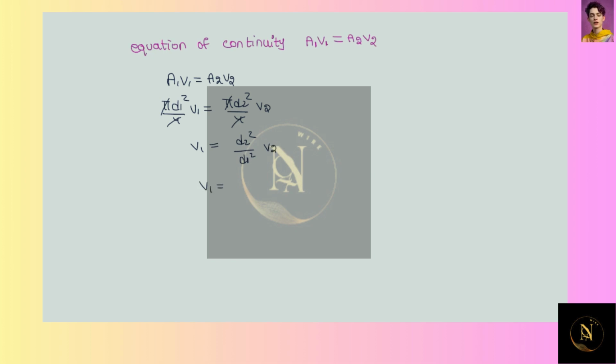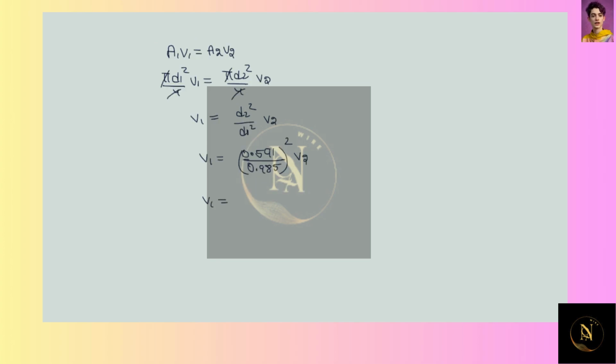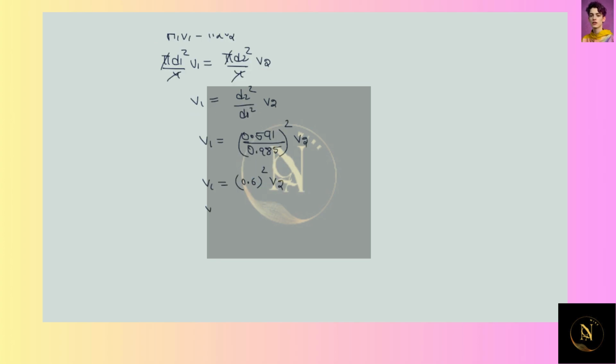On substituting the above data, we get V1 is equal to 0.591 divided by d1, which is 0.985, whole square, into V2. On simplification, we get 0.6 whole square V2. So V1 is equal to 0.36 V2. Let us name it as equation 1.